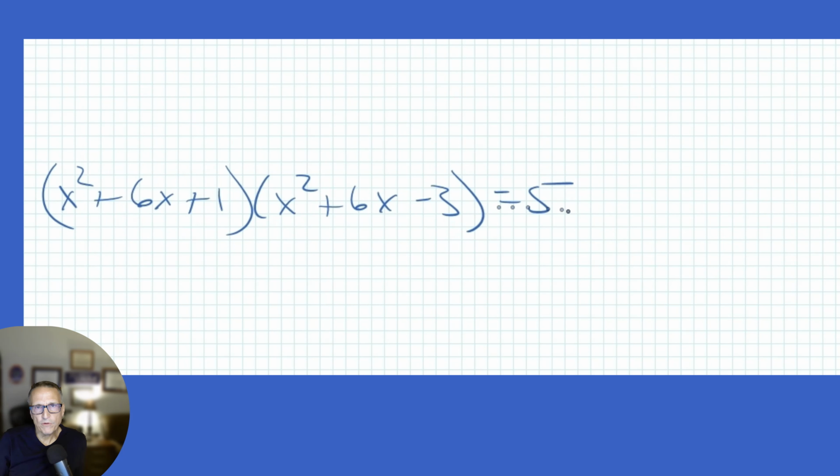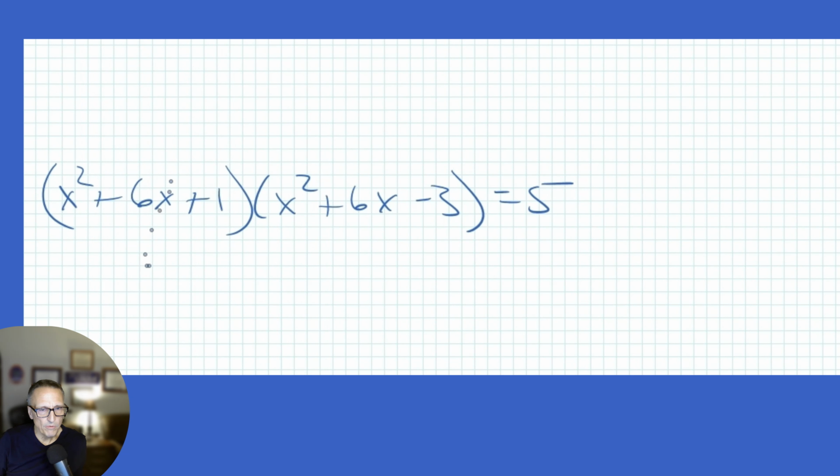Now your first inclination may be to go ahead and expand this, that is to multiply the two trinomials together. But as you can imagine, that's going to create a monstrosity, right? It's going to be a fourth degree polynomial. You could maybe try to solve it by bringing this 5 over and then perhaps refactoring it and using some technique such as long division or synthetic division. But that's not going to be a good option.